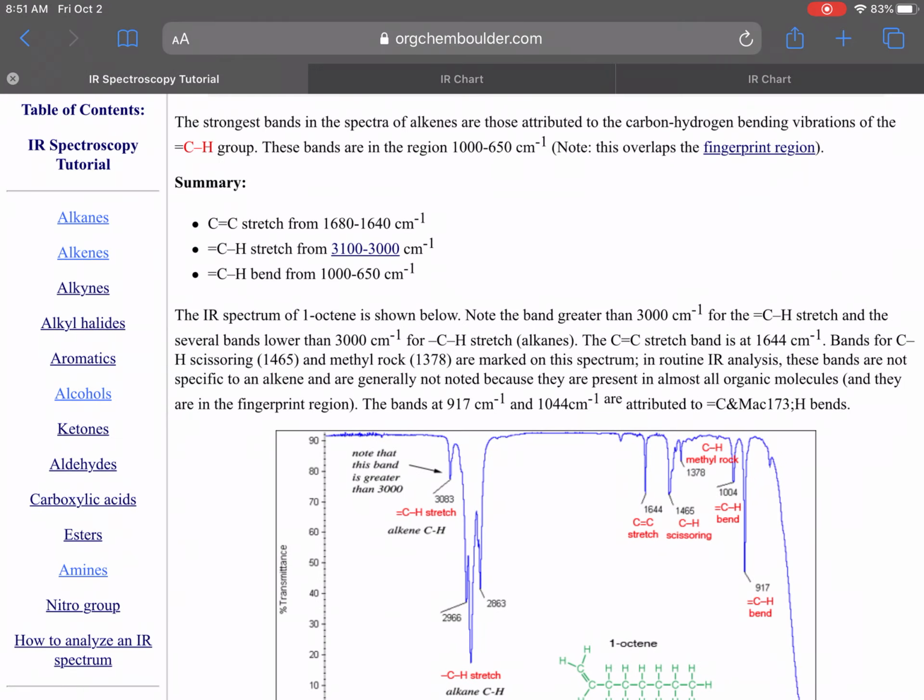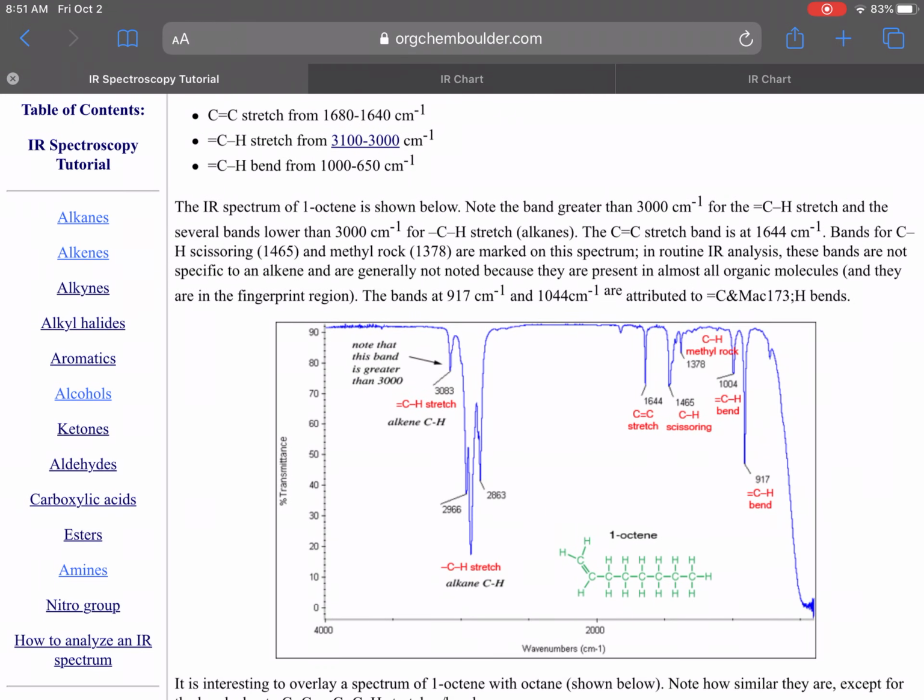All right, you do see some other stuff here, but again, it's in the fingerprint region. It's not going to be very reliable. Note that you still do see the sp3 CH stretching because, hey, you do have sp3 CH bonds, but we would still classify this as an alkene.